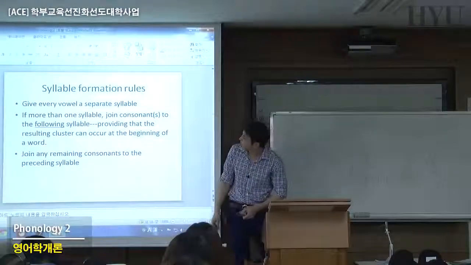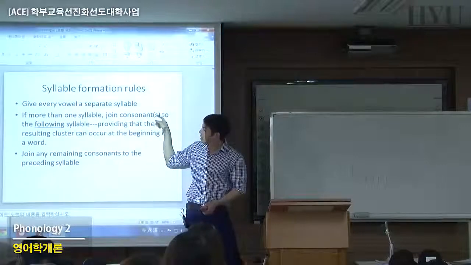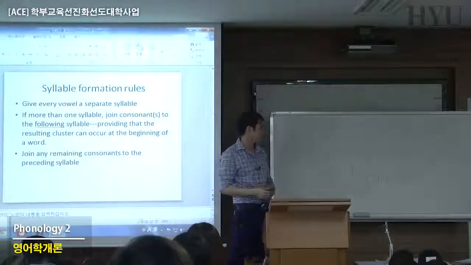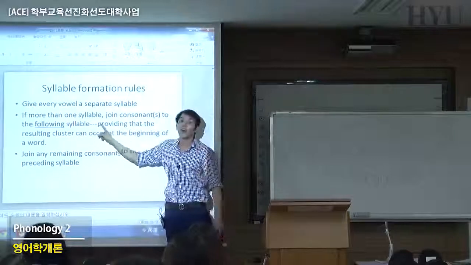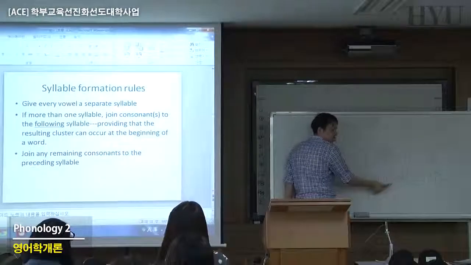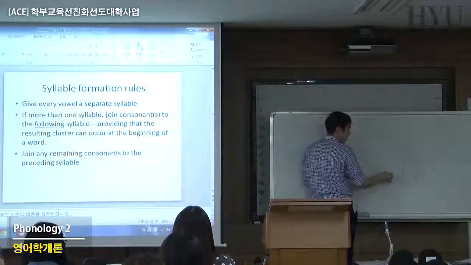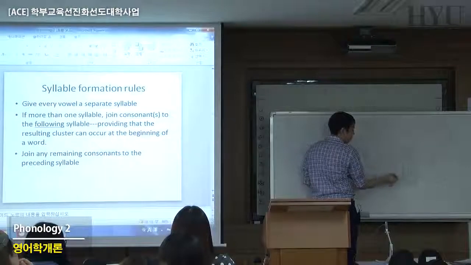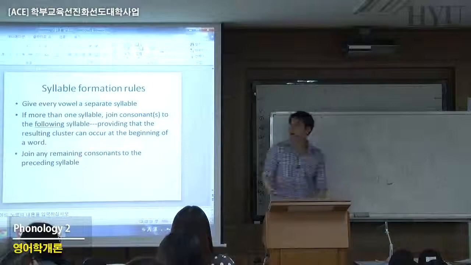Now, what is the next step? If more than 1 syllable, join consonant or consonants to the following syllable, providing that the resulting cluster can occur at the beginning of a word. Now you join consonants to the following syllable, right? So here we see this consonant, you join it to the next syllable to be the onset. So T and D could be the onset of this, so you can join with this syllable.